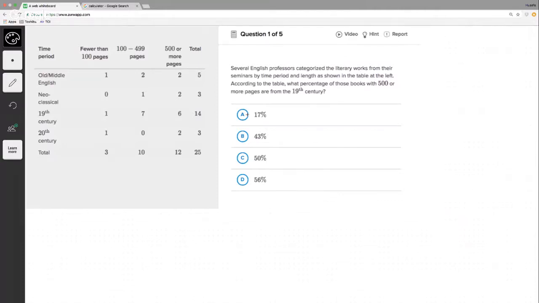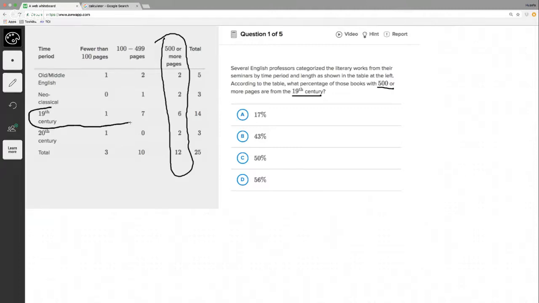All right, first question. We got this crazy table over here about reading. It says several English professors categorized the literary works from their seminars by time period and length, as shown in the table at the left. According to the table, what percentage of those books with 500 or more pages are from the 19th century? Let's see, what percentage of those books with 500 or more pages? All right, so here's the column with 500 or more, and here's the 19th century right here.